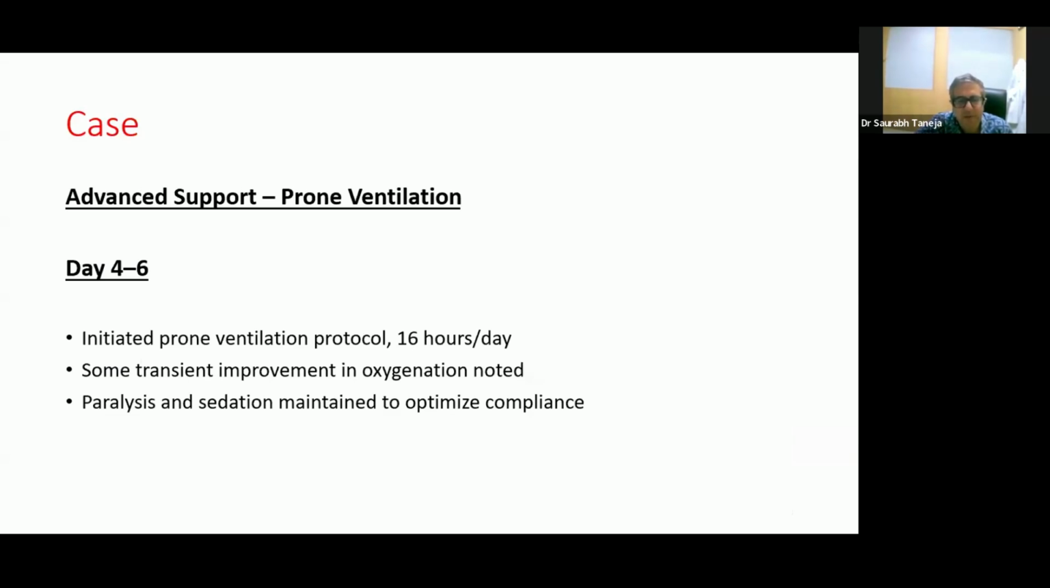When the patient comes to us with severe hypoxia with respiratory failure and is not improving, we first try to give prone ventilation to the patient. So we make him lie upside down. The patient is supine, but we give prone ventilation.